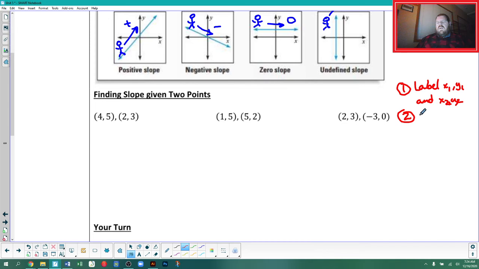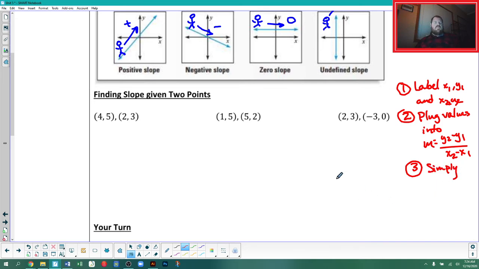Step 2, I'm going to plug values into the slope formula. I need to write that on the next line because it's a little bit longer. M equals y2 minus y1 over x2 minus x1. And then step 3 is to simplify. Do the math at that point.